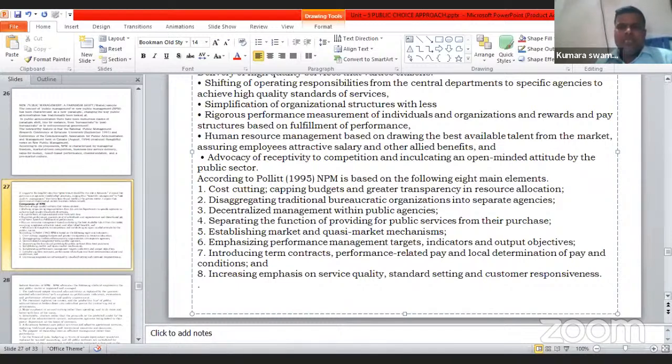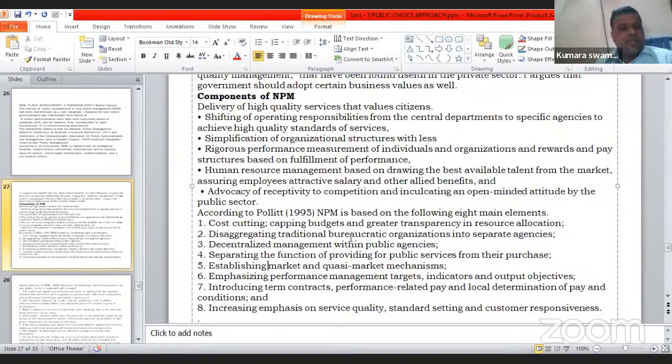So new public management especially has these components. First is cost cutting and disaggregating the traditional bureaucratic type of organization, decentralizing the management, providing the different services by public agencies, separating the functions of public services, and establishing market and quasi-market mechanisms. They also want to emphasize performance and target orientation. They will see the output also, and they introduce different concepts like contracting, performance related pay, and local determination of payment and conditions.